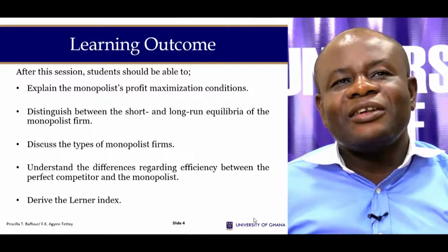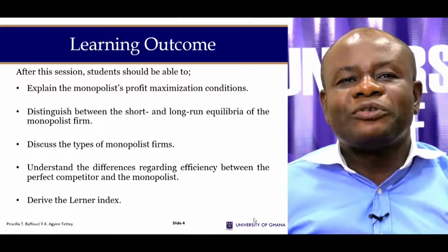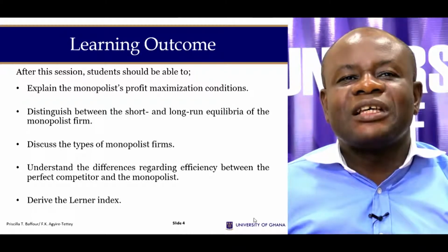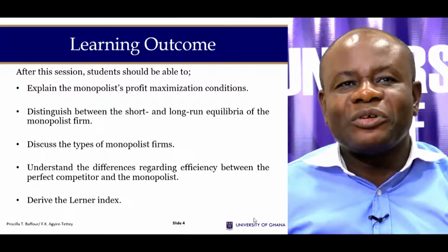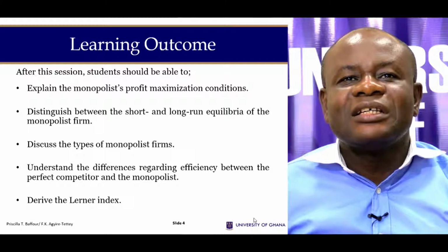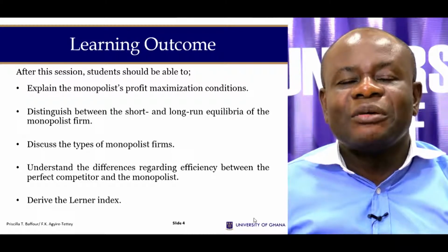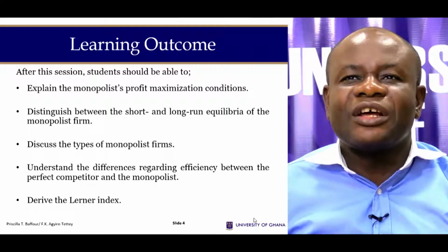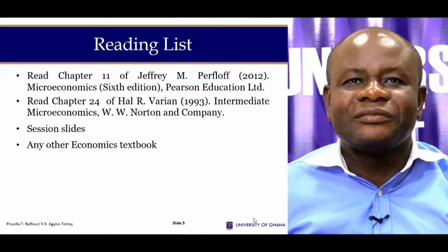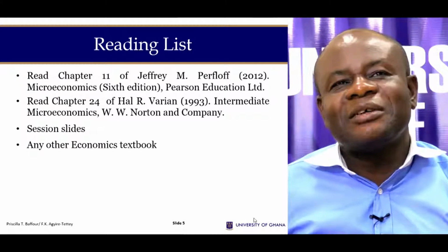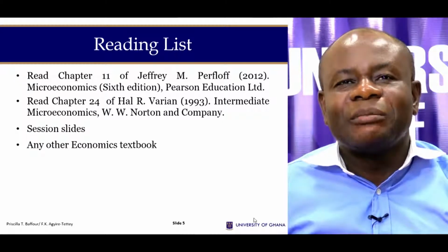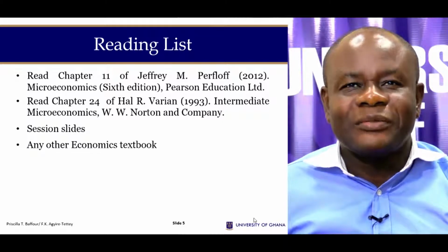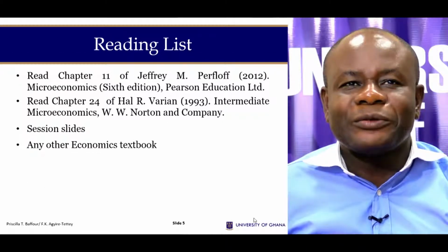By the end of this session, you should be able to derive the Lerner index, and be able to distinguish between the efficiency level of the perfectly competitive market and that of the monopolist. You should be able to discuss various types of monopolistic firms that we have, and also discuss the short and long run equilibrium of the monopolist. Again, the textbooks are the same: Jeffrey Perloff, Microeconomics, and Varian, Intermediate Micro.